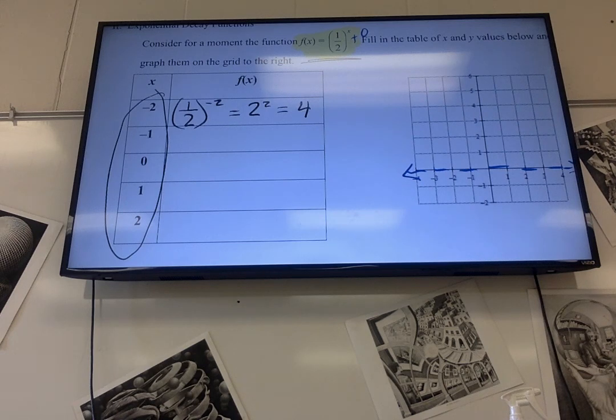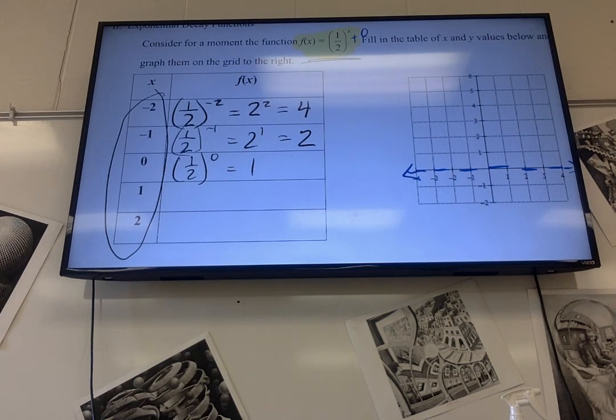Jose, fill in the next blank. What's it going to be? 2. That's right. It's 1/2, then -1. Flip it. It's 2 to the first, which is 2. What's the next one, Jenna? 1. 1, yep. It's 1/2 to the 0. Anything to the 0 power is always 1.